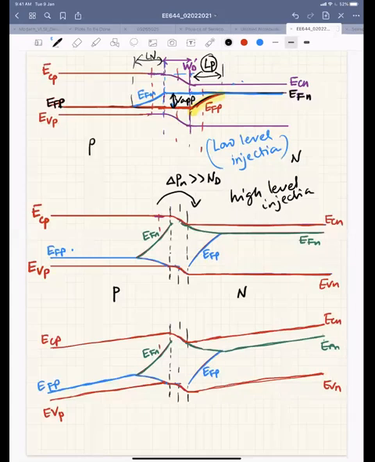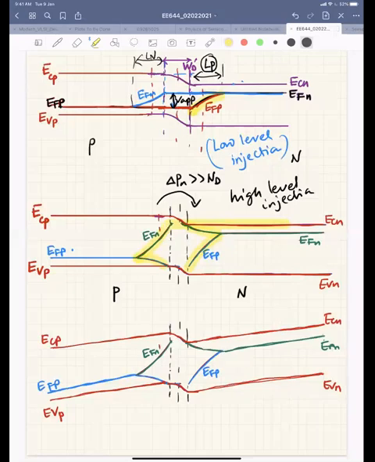So there will be a change in the EFP, and also there will be a change in EFN, because your electron concentration is also going above Nd. So your EFN will also change, and EFP will also change. Similarly, in the P side, your EFN and EFP will also change. So this thing you have to take care of.